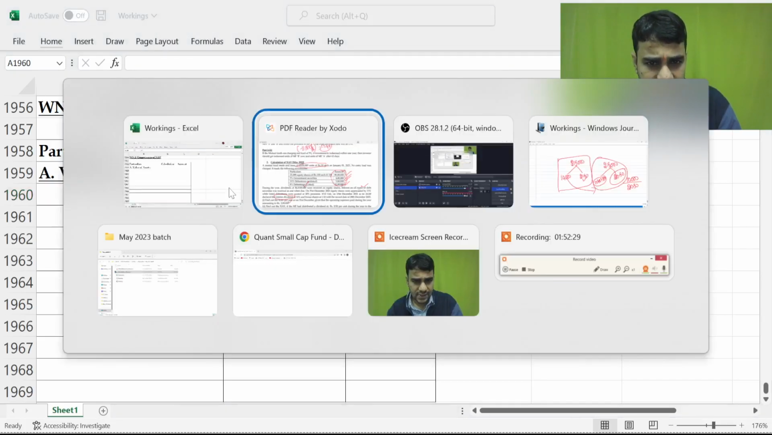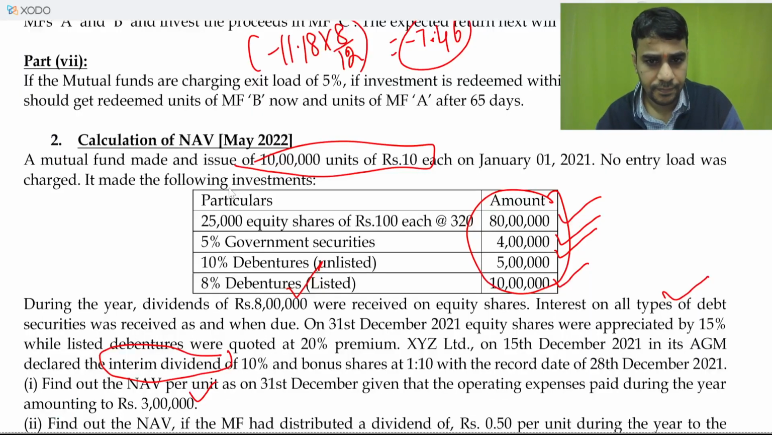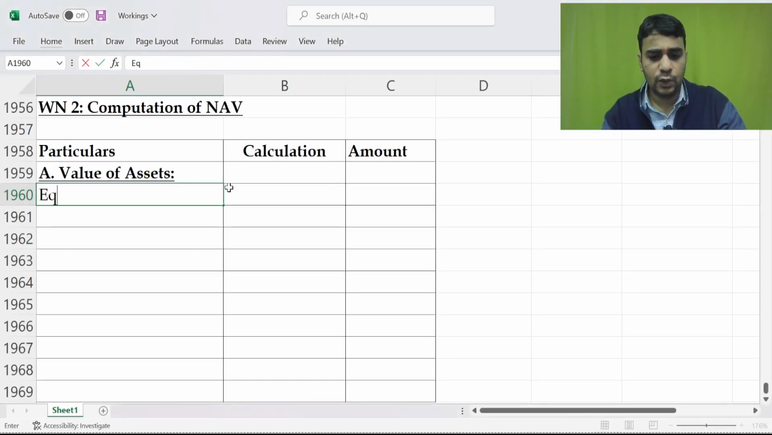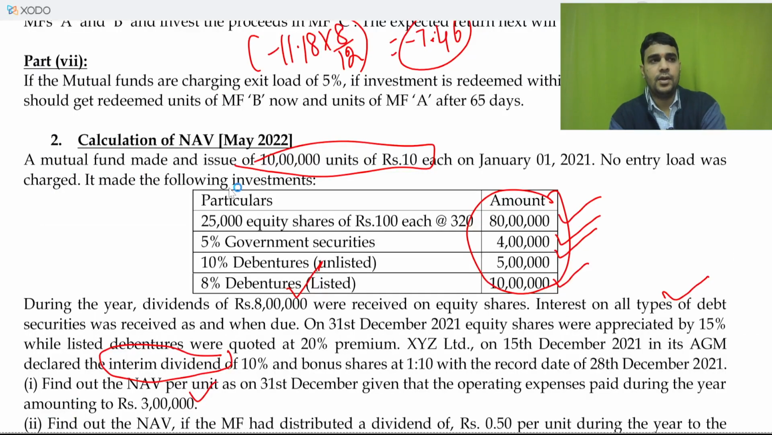Now tell me what are the assets the MF has on the last day. Whatever investments I made will be my assets, because they've not told about any buying and selling. Equity shares. Tell me what into what. What should I multiply? Shares into the price.